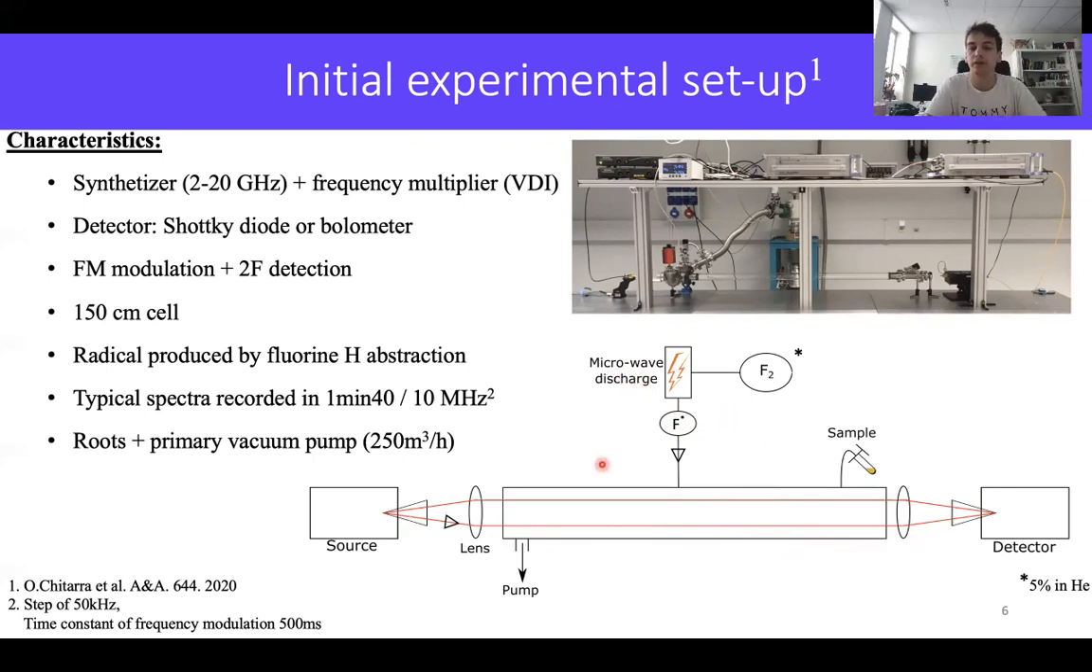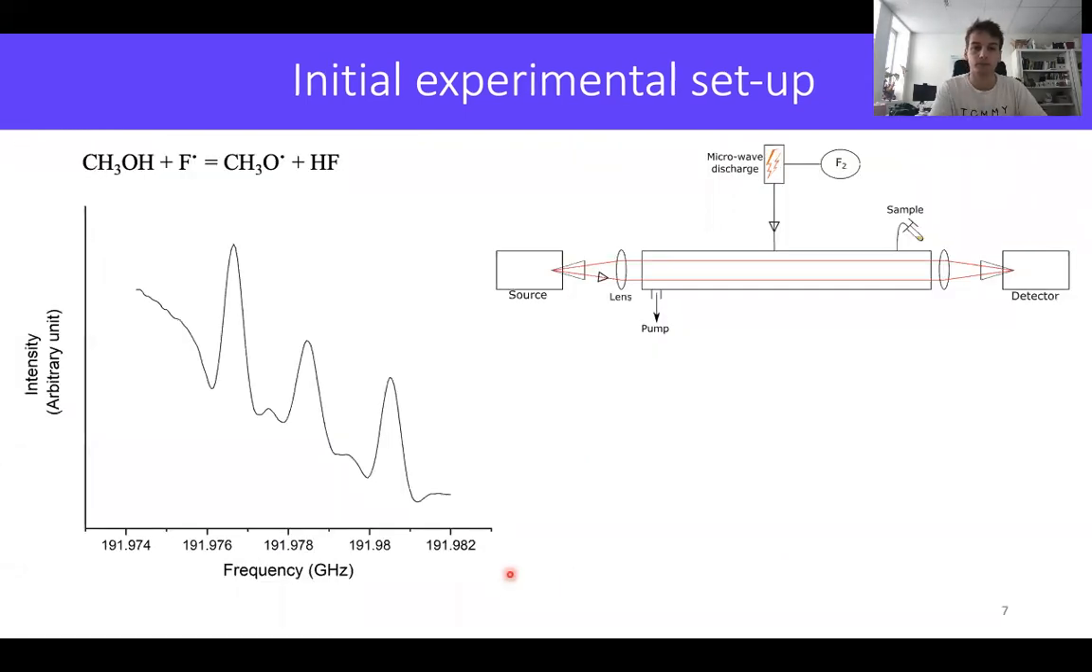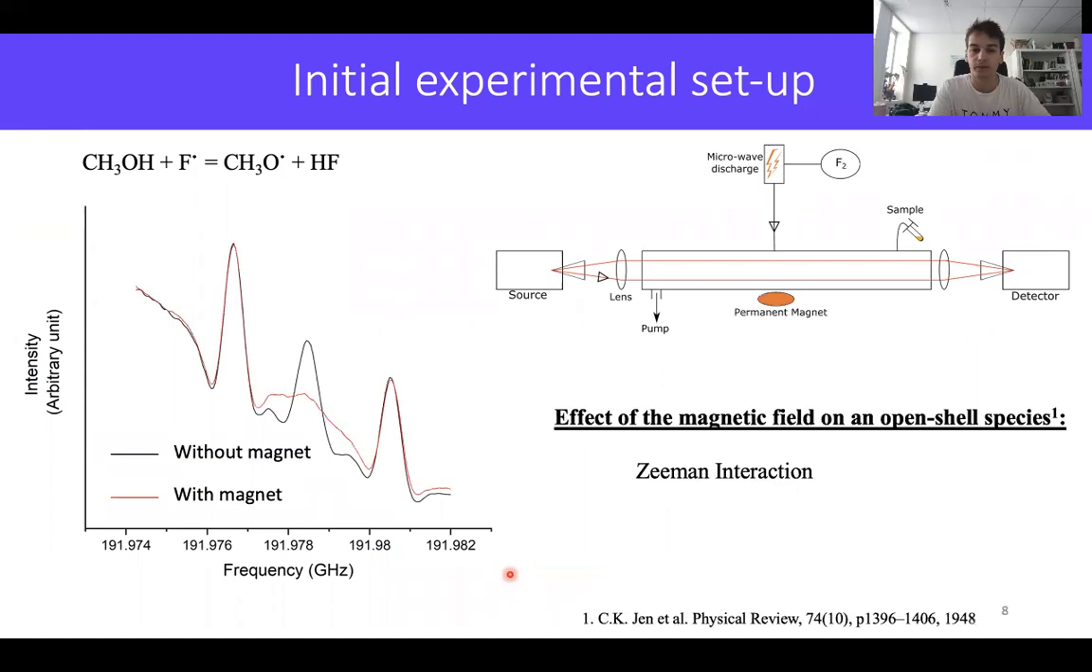A typical spectrum is recorded in 1 minute and 40 seconds for a 10 megahertz span, and we have a roots plus primary vacuum pump here. So with this initial setup, we try to record a line of CH3O around 191 gigahertz. When we scan this area, we have 3 lines. So how to know which line is from the radicals and which is from the precursor?